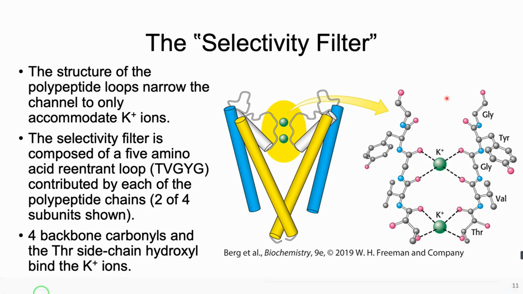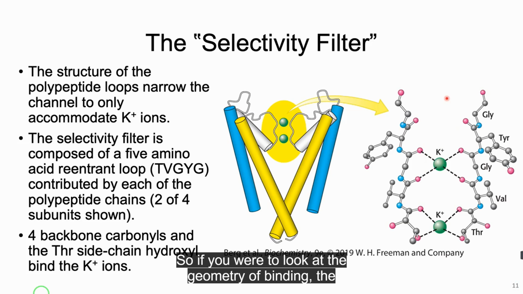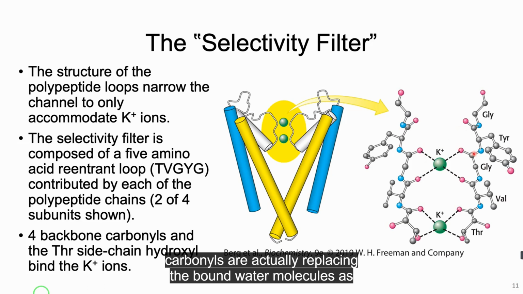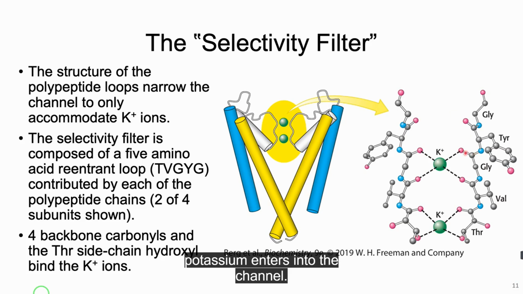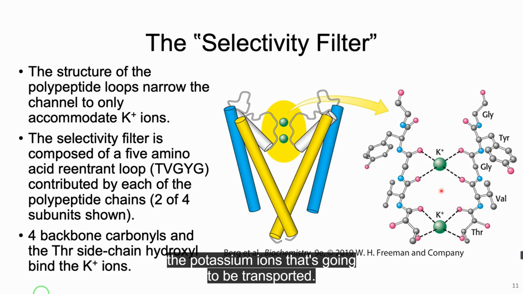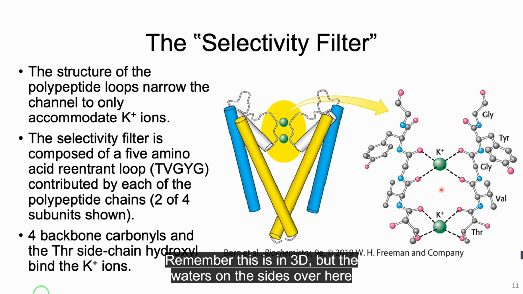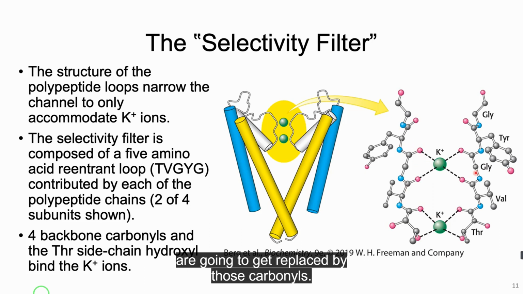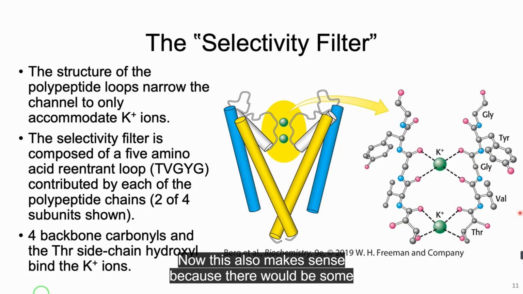When it's floating around in solution, it's going to release those water molecules so that it can fit in the middle of this pore. So if you were to look at the geometry of binding, the carbonyls are actually replacing the bound water molecules as potassium enters into the channel. And there's still actually going to be a water molecule between the potassium ions that are going to be transported. Remember, this is in 3D. But the waters on the sides over here are going to get replaced by those carbonyls. Now, this also makes sense because there would be some electrostatic repulsion between these two potassium ions. So there is actually water in between them that is flowing through the potassium channel across the membrane.